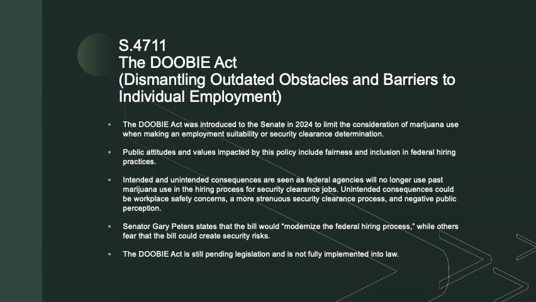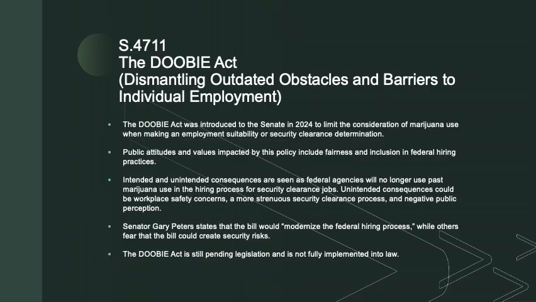The next policy is known as the DOBI Act. That stands for Dismantling Outdated Obstacles and Barriers to Individual Employment. This act was introduced to the Senate in 2024 to limit the consideration of marijuana use when making an employment suitability or security clearance determination. Public attitudes and values impacted by this policy include fairness and inclusion in federal hiring practices.